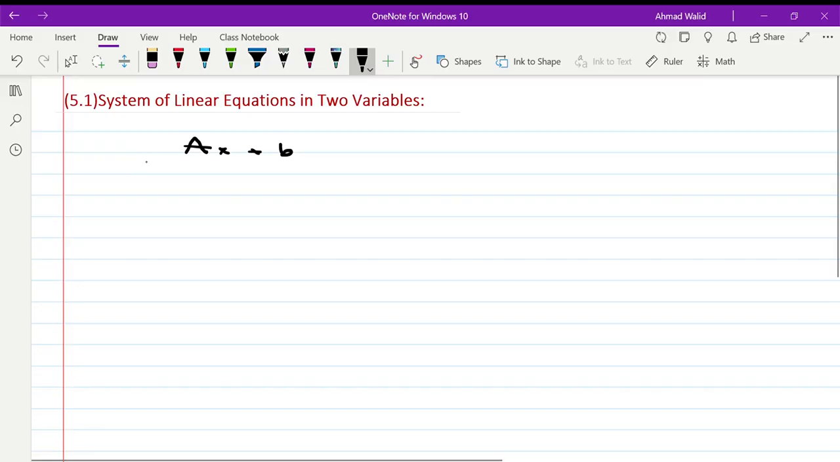Why is my pen looking like this? Let me check my pen first. My pen is moving really badly.